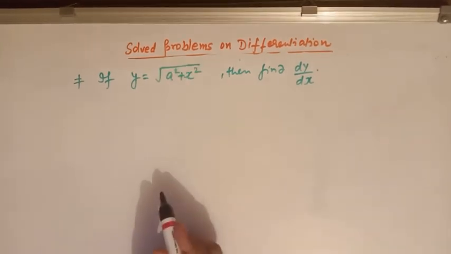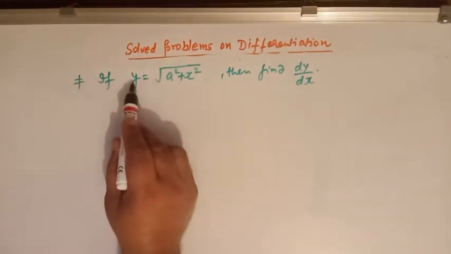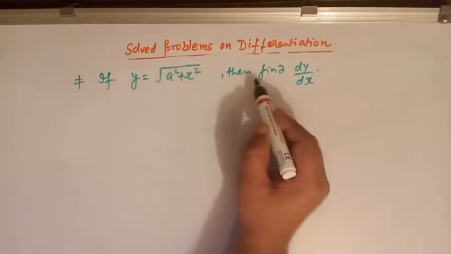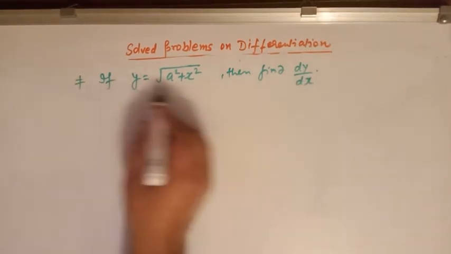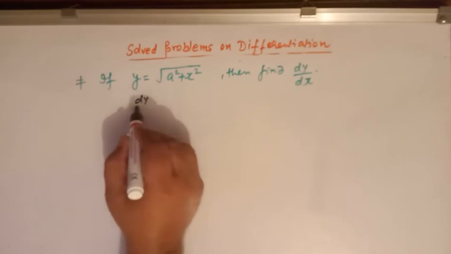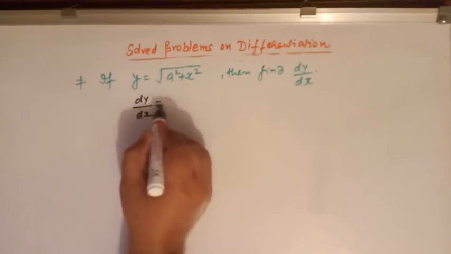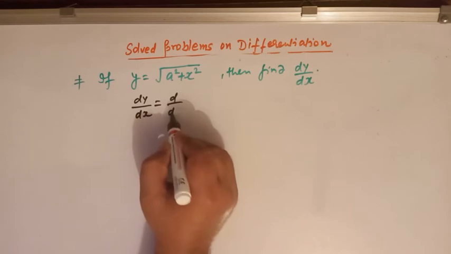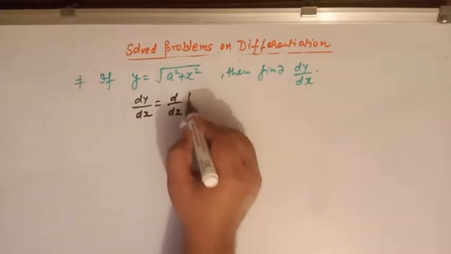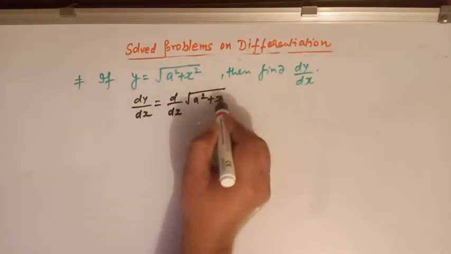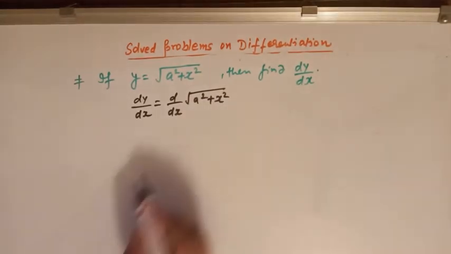Now let us take this problem here. y equal to square root of a square plus x square, and we have to find dy over dx. So here's what we will do. We'll differentiate both sides. So we have d over dx of square root of a square plus x square.